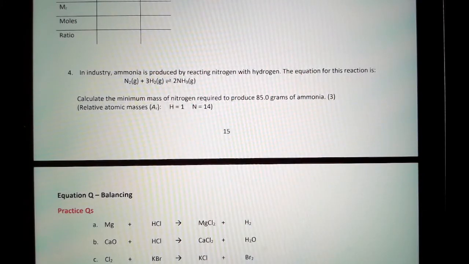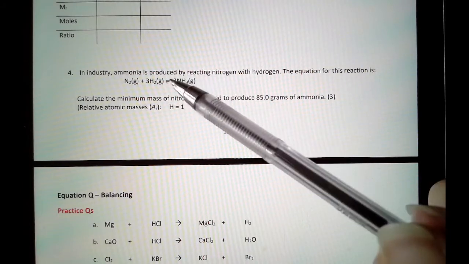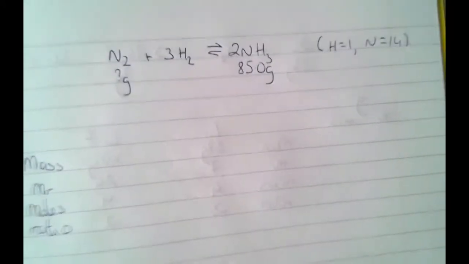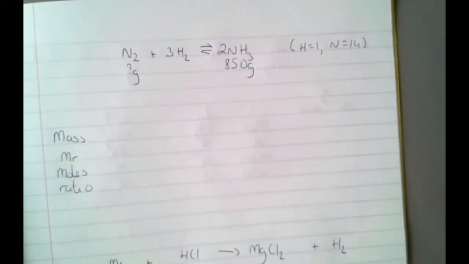It does not affect how you do the question. Okay, don't be put off by the words minimum or maximum in the question. It doesn't change a thing. The other thing you might notice is that the arrow is different from what we're used to. It's a reversible reaction. Again, that's not going to affect how you do the question. Everything is going to be exactly the same. So I've written out the equation up here, and I'm going to do everything the same way.